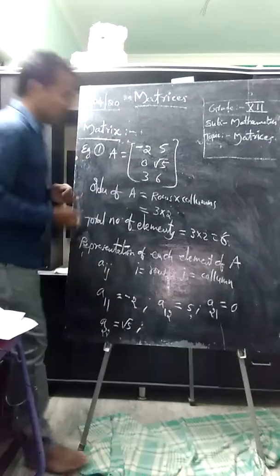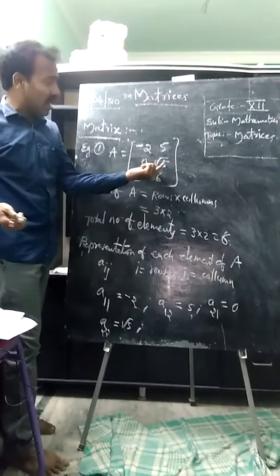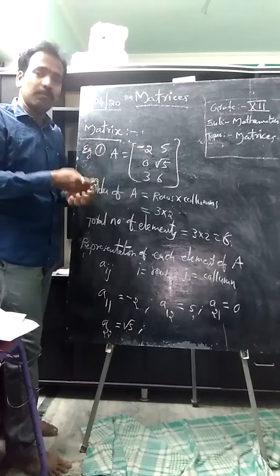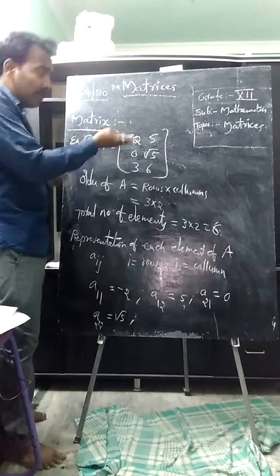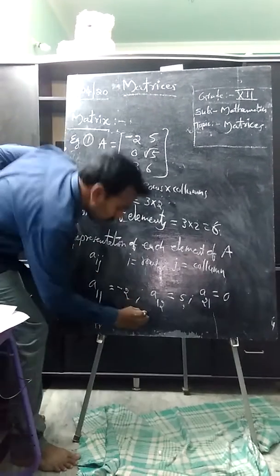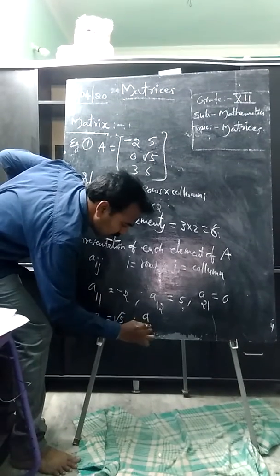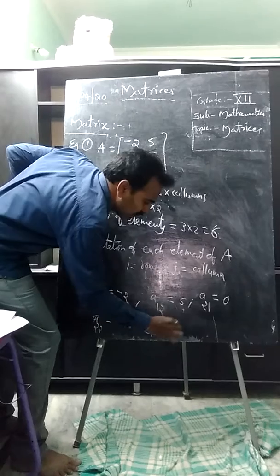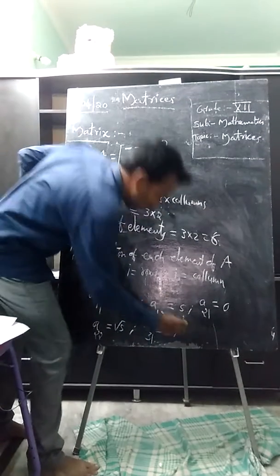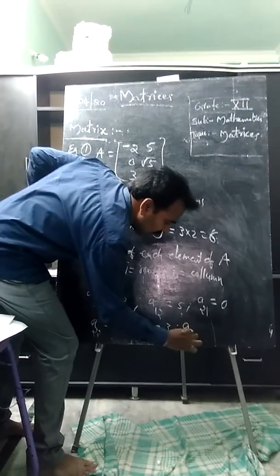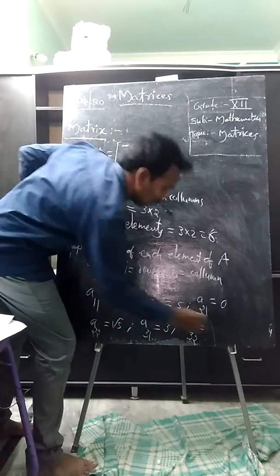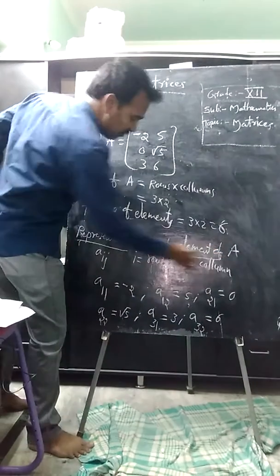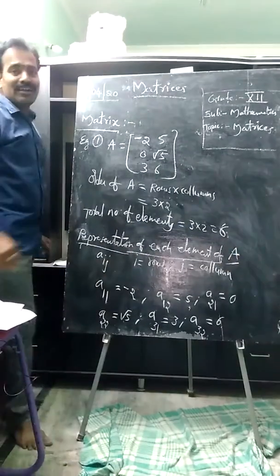Then after, A22 means the element which belongs to second row, second column, because we have only 2 columns here. Number of rows are 3. So now A31, third row, first column. That element we can represent 3 as per our given matrix. A32, that is 6. This is the way the representation of each element of matrix A.